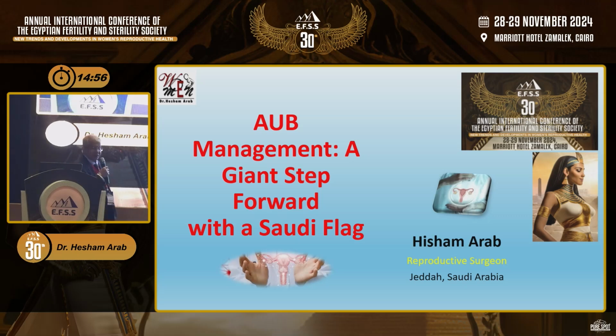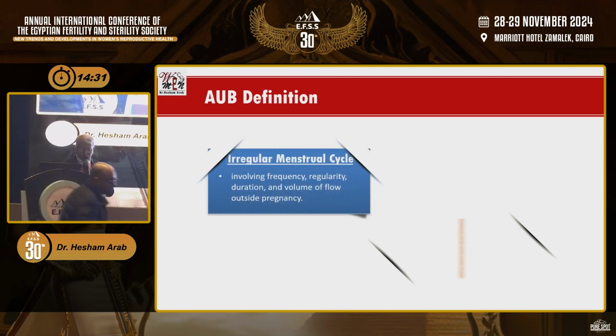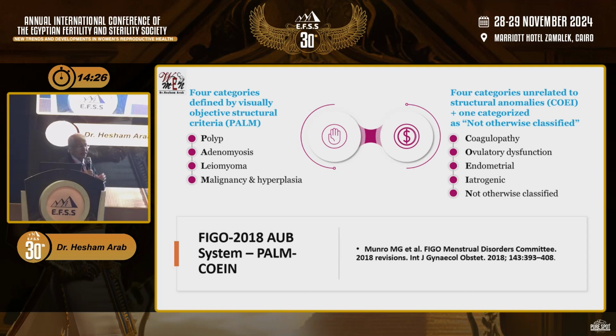Well, we're going to just switch a little bit of our attention from infertility to one of the causative problems of infertility in general, which is abnormal uterine bleeding. The reason I'm presenting it here is because we just submitted our Saudi guidelines for publication, again, the management of AUB.